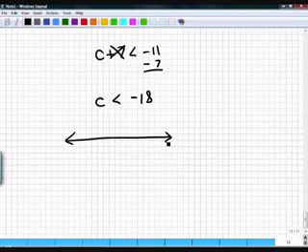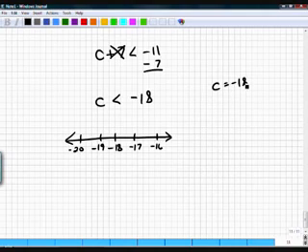Number lines. Let's see, negative 18, I'm going to put it right in the middle. What would be right to the right of negative 18? Negative 17, there's what I was going for. Negative 16, negative 19, negative 20. Let's just put some numbers on this number line. Okay, let's discuss C is less than negative 18.